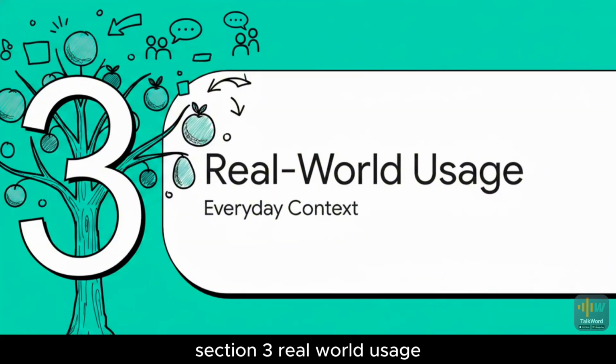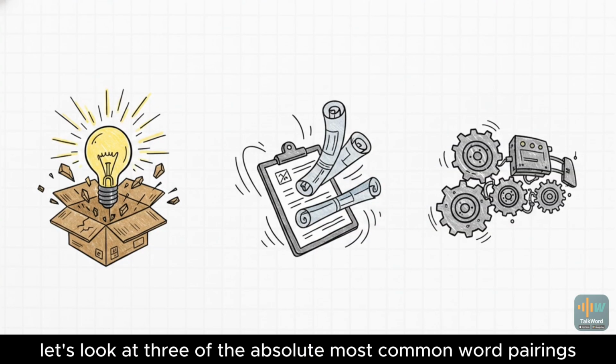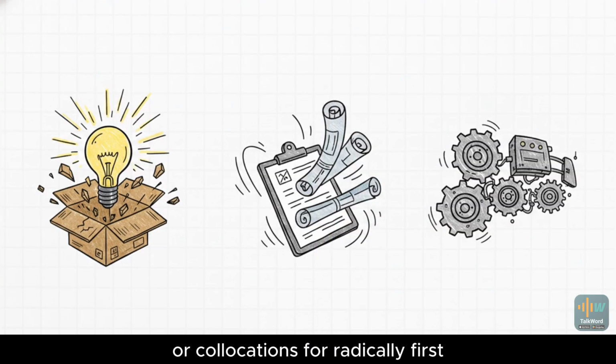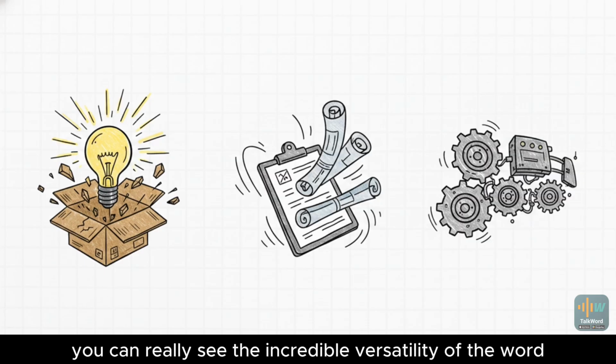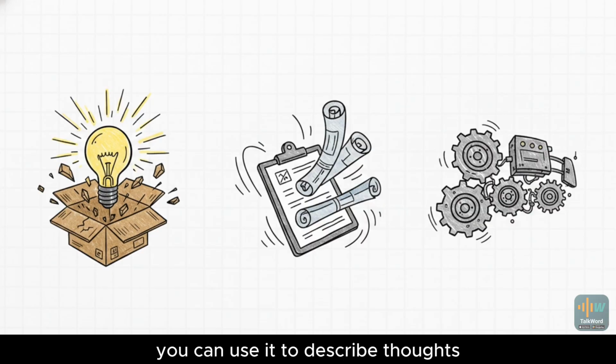Section 3, Real-World Usage. Now we're moving out to the branches to see how native English speakers actually use this in their everyday lives. Let's look at 3 of the absolute most common word pairings or collocations for radically. First, a radically different idea. Second, a radically altered plan. And third, to radically transform a process. Looking at these 3 together, you can really see the incredible versatility of the word. You can use it to describe thoughts, schedules, actions, you name it.